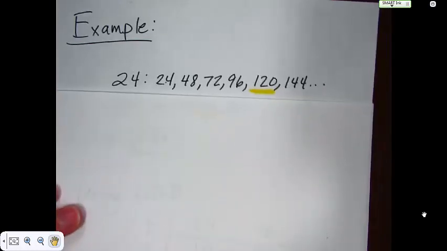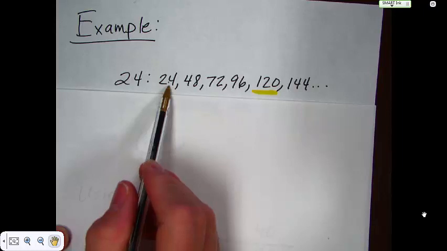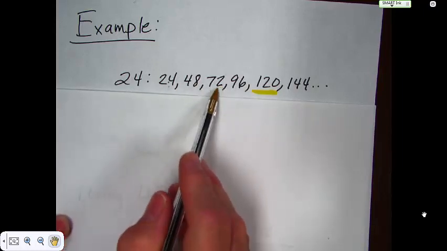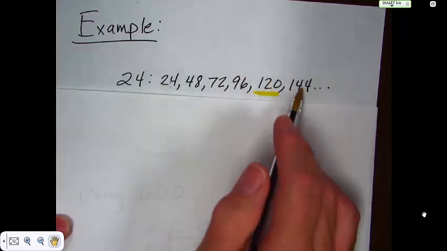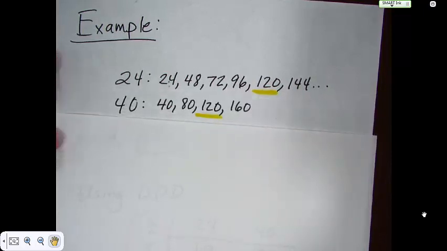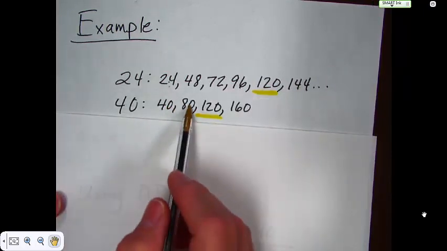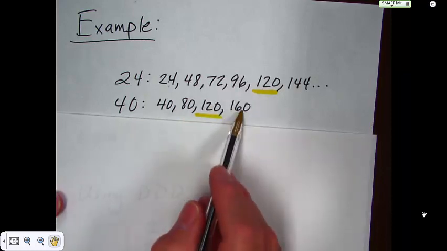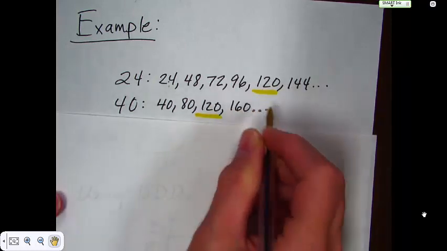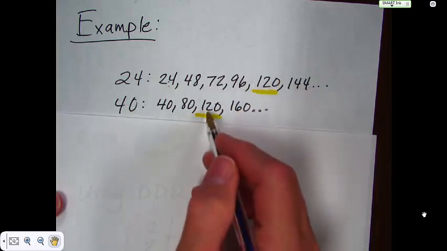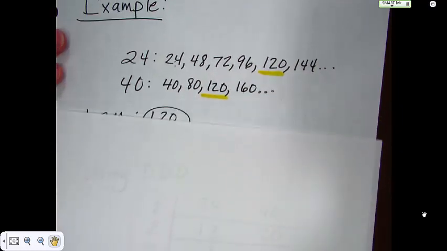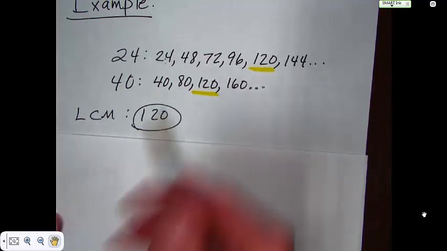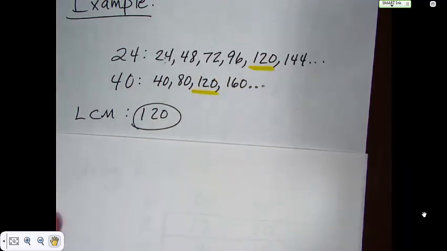Okay, so here is the listing method. The multiples of 24: we have 24 and 48 and 72 and 96. I'm just counting by 24s. And 120 and 144. Then I'm going to do multiples of 40: 40, 80, 120, 160. Now I stopped at 160 because I saw that there was a 120 here and a 120 here, which tells me that that is probably going to be our least common multiple. And in fact, it is. It is the smallest number that appears in both lists, called the least common multiple.